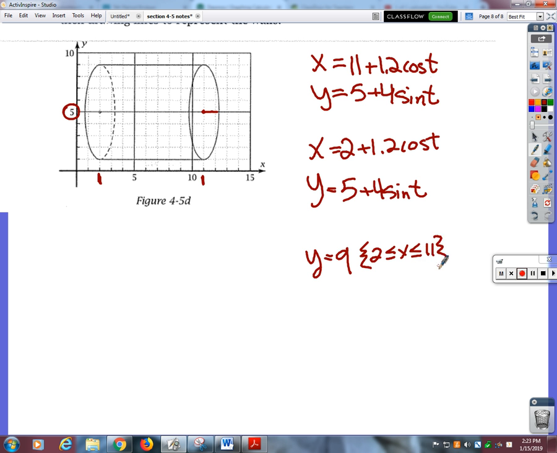Because this is not a parametric equation, this is like restricting it. And then this is y equals what? 1. And that also goes from 2 to 11. All right, so let's put that together. Let's graph that on the calculator screen and see what we have.